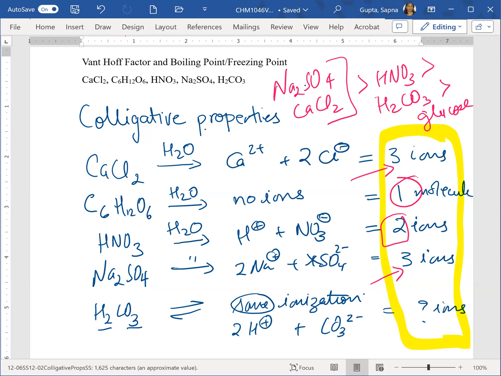So this is how we figure out the Van 't Hoff factor and how the number of ions can determine the boiling point and freezing point properties. Just think conceptually, and that can help you understand how the number of particles is related to the colligative properties. All right, I hope that helped. Let me know if you have any more questions.